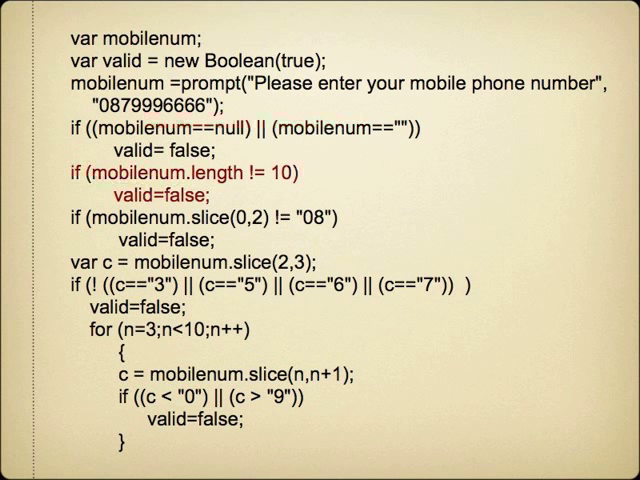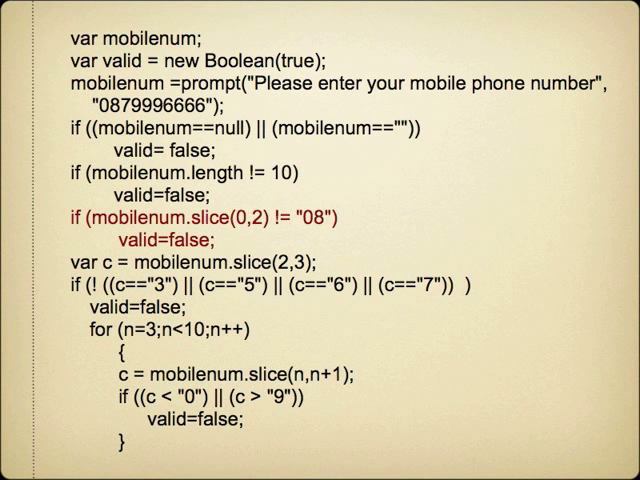Now the next test on the string is one for length. We want to make sure that the string is 10 characters long. So here we use the length method, and we're saying if mobile num.length is not equal to 10, then valid is assigned false. So if the string doesn't have 10 characters in it, it's not a valid number.